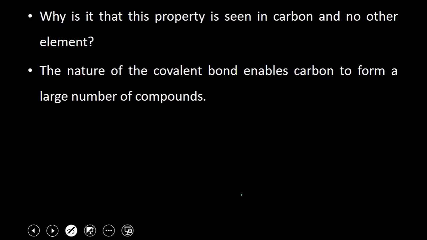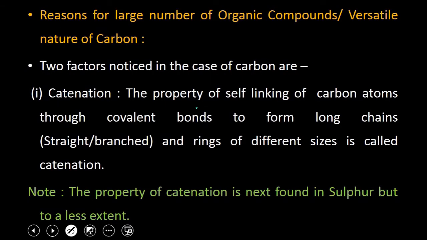So now we will see. You might be thinking, what is the reason why this property is shown by carbon only and not by some other element? So after the end of this session, we will come to know that the nature of covalent bond enables carbon to form a large number of compounds. So we are going to study this in detail. Reasons for large number of organic compounds, or what is the reason for the versatile nature of carbon.